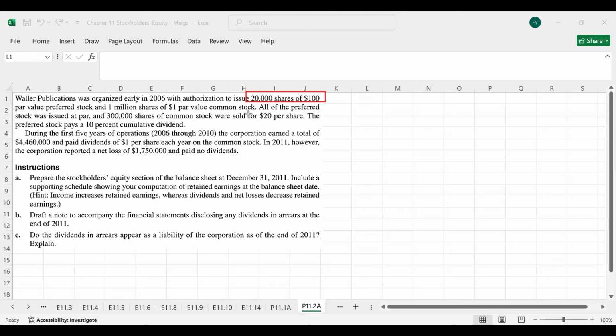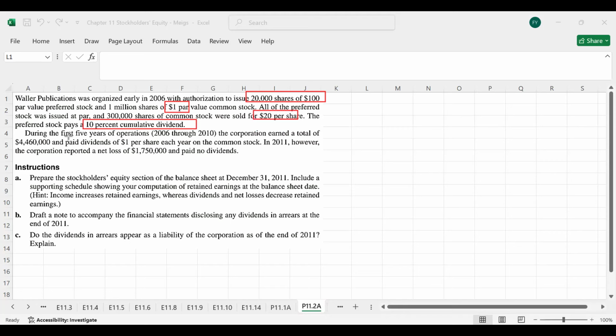And 300,000 shares of common stock were sold for $20 per share. The par value of common stock is $1. Sold for $20 means $19 per share is the paid in capital, or you can say it is the premium. The preferred stock pays a 10% cumulative dividend. Cumulative dividends are the mandatory dividend. The company will have to pay dividends.